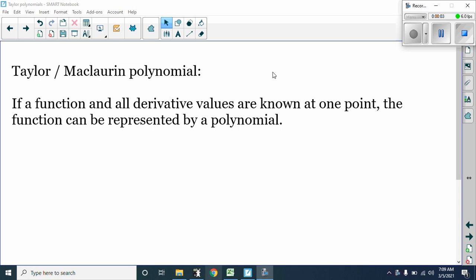These are notes on Taylor and Maclaurin polynomials. They're kind of the same thing. A Maclaurin polynomial is one special case of a Taylor polynomial.